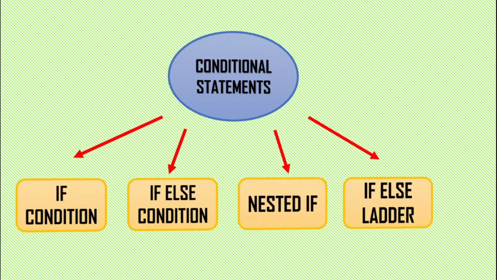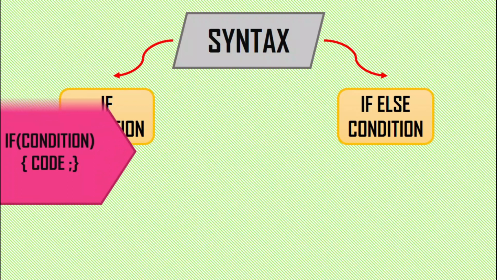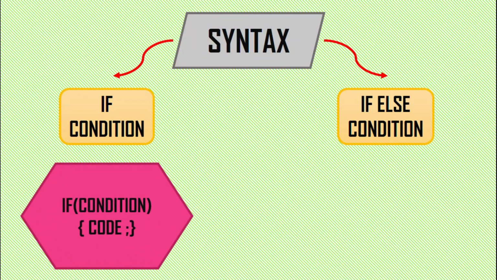Now, let's move into the syntax. In the simple if condition, we have to first write if in lower case and then open brackets and write the condition, then open flower brackets and write the code and close the bracket. If the condition is true, then the code within the if condition is executed, otherwise it is omitted.